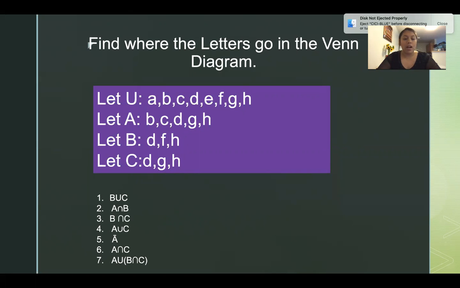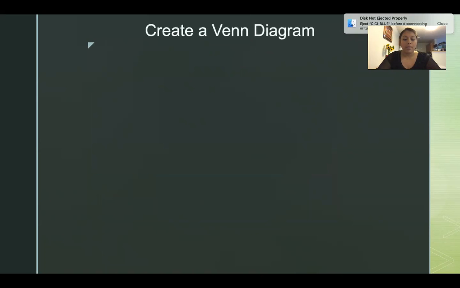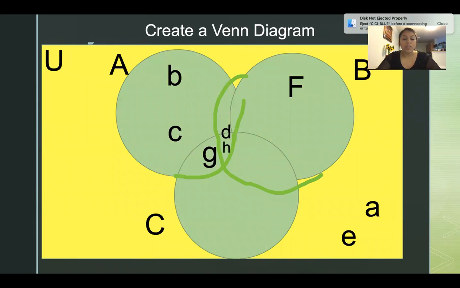Number 1 asks us to find B union C. Since the previous slide, we saw that the sets are given to us as U equal universe and sets A, B, and C. Our first element, we're supposed to figure out where B union C go on the Venn diagram, which looks like this, where we have A right here. B union C, so they touch each other right here. So that means they touch.